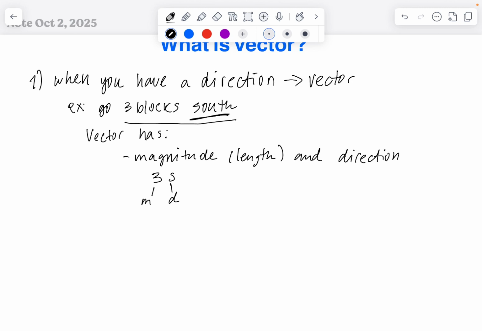The opposite of vector is scalar. So scalar, opposite of vector, or it doesn't have direction, so no direction, just number. Let me actually write just number.